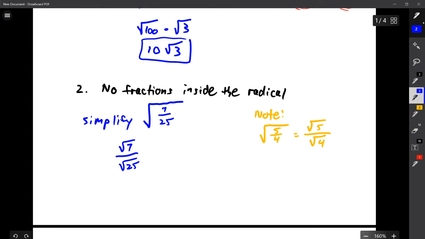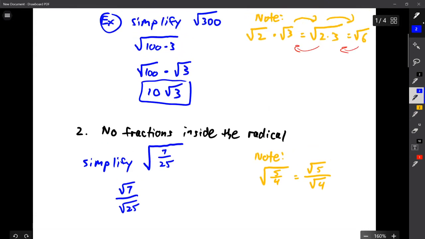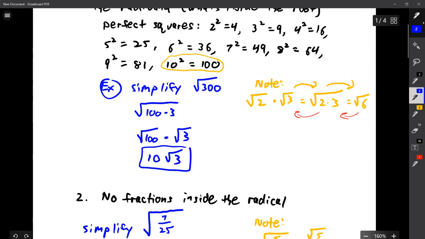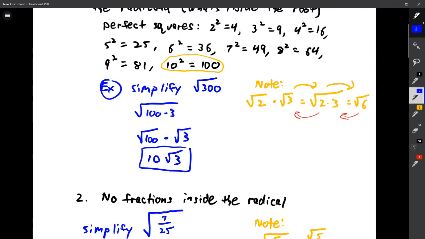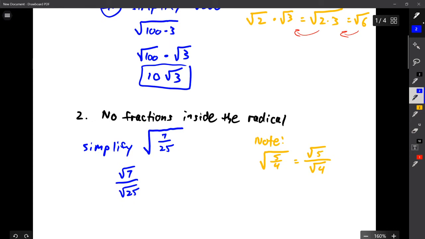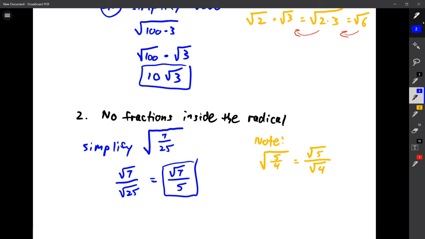And 25 is a perfect square. Okay, so 25, we have that up there. 25 is 5 squared. So the square root of 5 squared is just 5. So this is the same thing as the square root of 7 divided by 5. So that one combined rule number 2 and rule number 1.